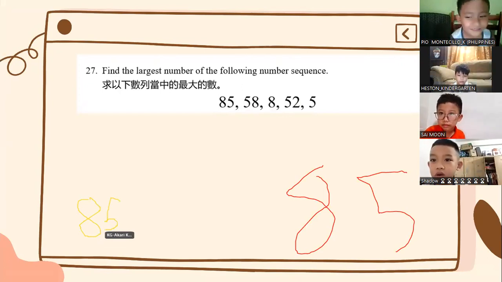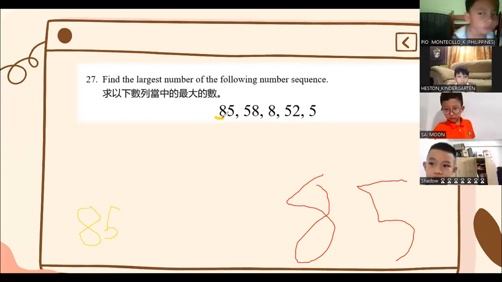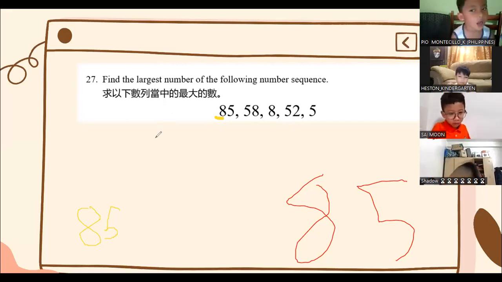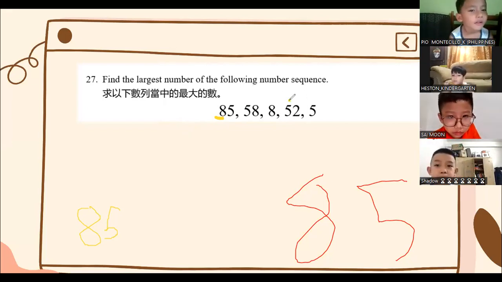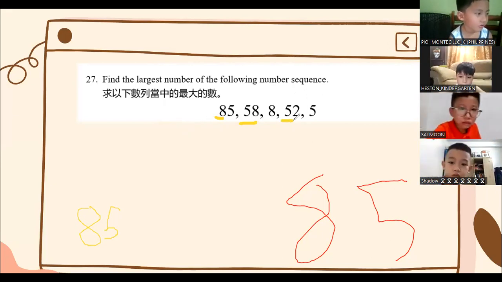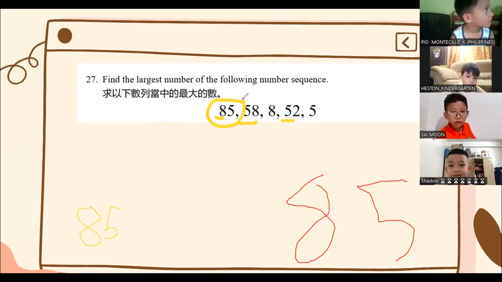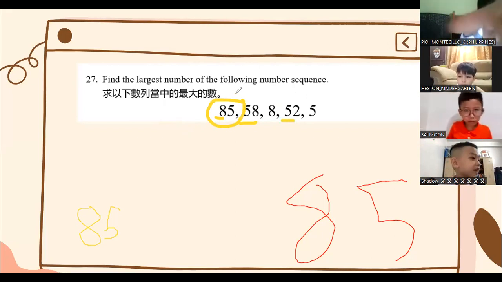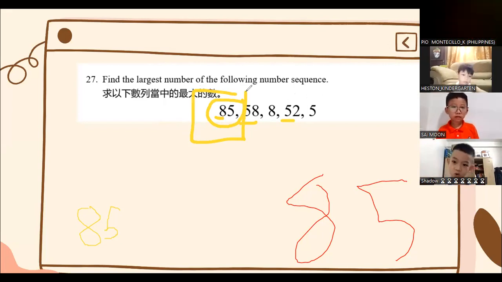Okay, very good. To determine the value of the number, the bigger the digit, the larger also the entire number, right? So among all the numbers that we have here, only 85 starts with 8. And of course, you have the 5 here, and the other numbers are just one digit, so basically it's very small. Between these three two-digit numbers, this is the only one that starts with 8, and 8 is a very big number compared to 5. So that is why this is our largest number, 85.